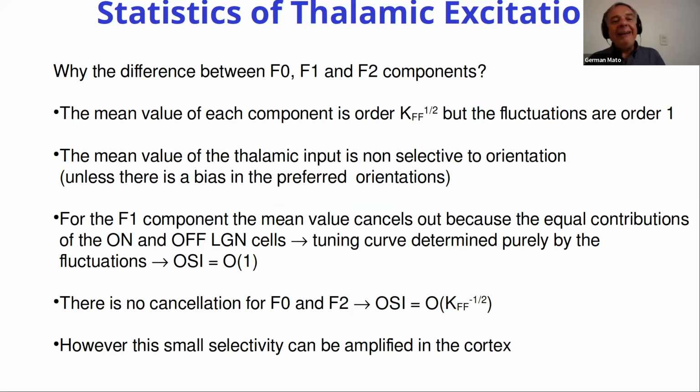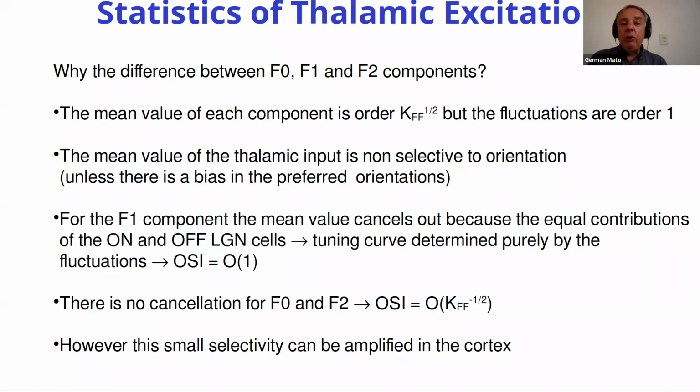So what is the difference between F0, F1, and F2? This is a quite complicated thing, but essentially we can say the following: the mean value of each component is order square root of k. This is the mean value of the thalamic input corresponding to F0, F1, and F2. But the fluctuations are order 1.